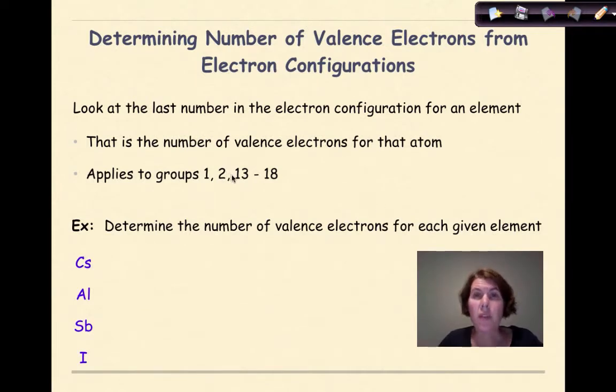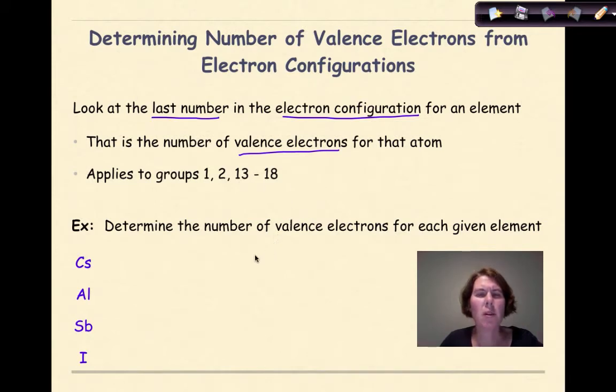Determining the number of valence electrons from electron configurations. What do you need to do to figure out how many valence electrons you have? Well, it's very simple. All you have to do is look at the last number in the electron configuration for a given element, and that last number literally is the number of valence electrons for that atom. This is the general trend for groups 1 and 2, 13 through 18 on your periodic table.